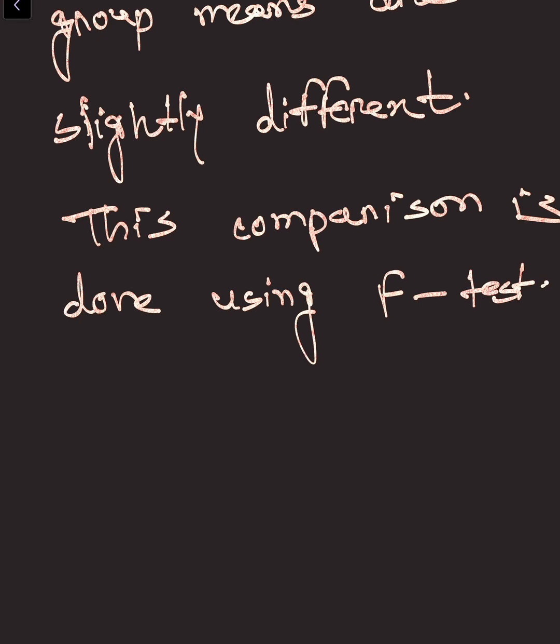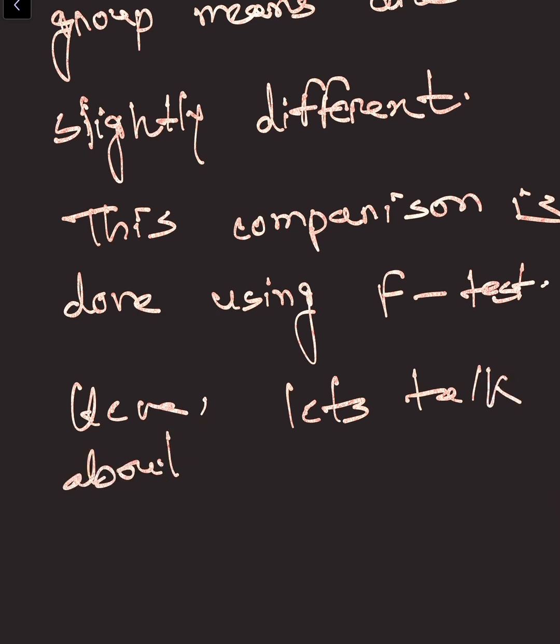So the underlying principle of ANOVA is based on the law of total variance, which states that the total variance in a dataset can be broken down into components attributable to different sources. In this case of ANOVA, the sources are the variation between groups and the variation within groups. So here, let's talk about an example.